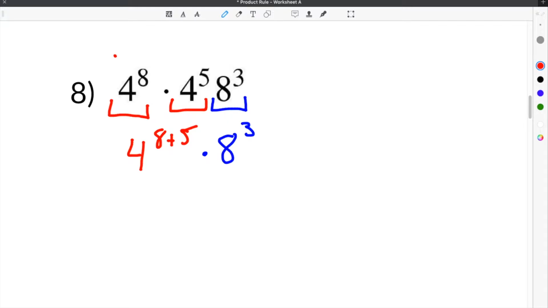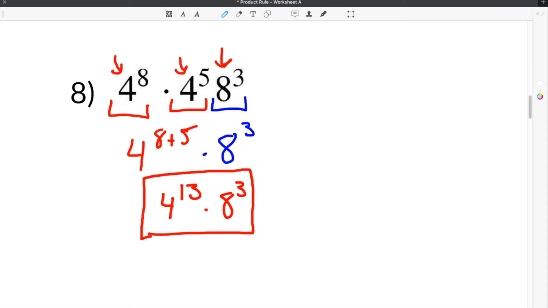This is a base of 4 and they can get multiplied or combined together, and this has a base of 8 and it cannot go with the 4's. So if we had, hypothetically, another 8 here, we could have multiplied the 8's together. But we don't have another 8, so we just leave the 8 by itself. When using the shortcut, we're going to add the exponents of the 4. So we will do 4 to the 8 plus 5, which is 4 to the 13th power. And then we have this 8 to the 3rd that is getting combined with nothing else, so it will just stay 8 to the 3rd. And that is our answer.